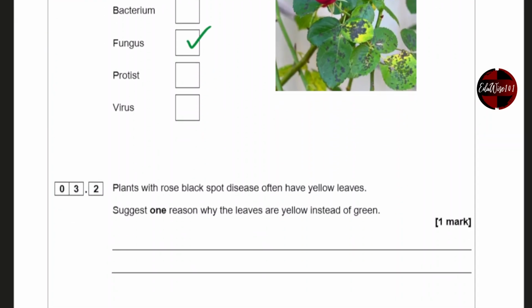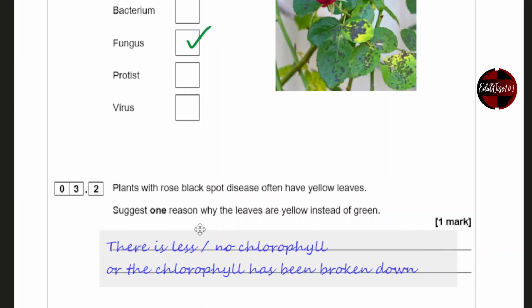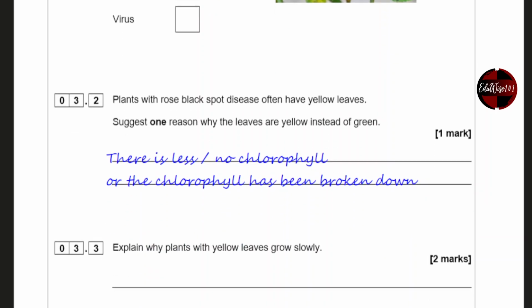Plants with rose black spot disease often have yellow leaves. Suggest one reason why the leaves are yellow instead of green. Now, what gives green leaves their green color? That's chlorophyll. If there isn't enough chlorophyll, then it's not going to be green. So there is less chlorophyll or no chlorophyll, or you could say the chlorophyll has been broken down.